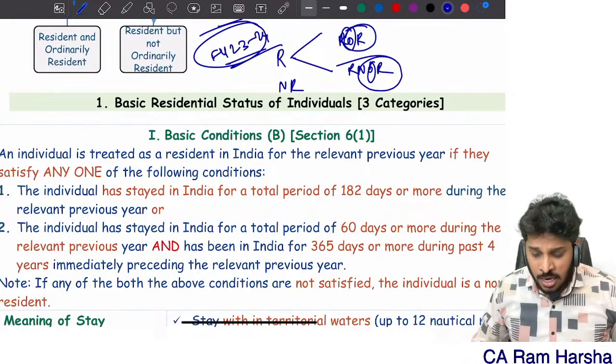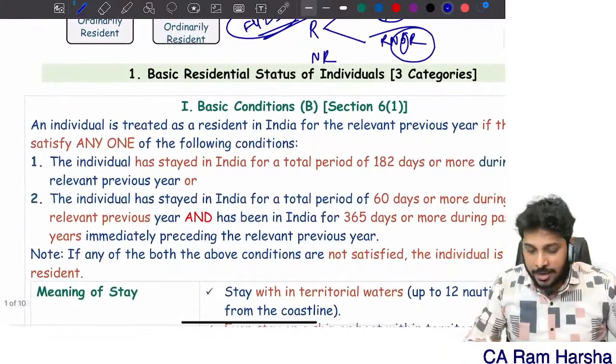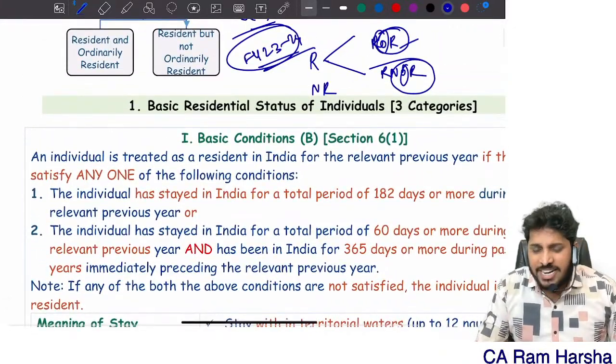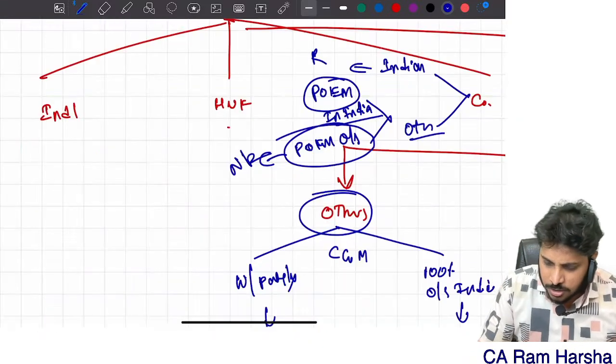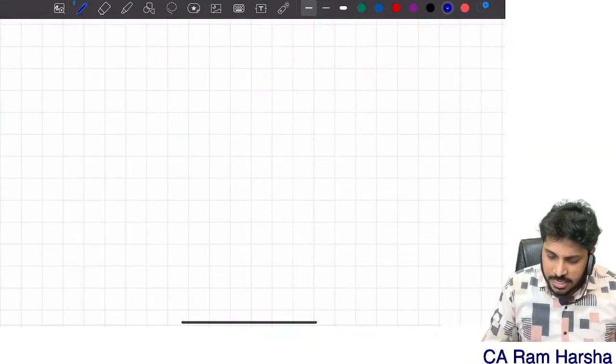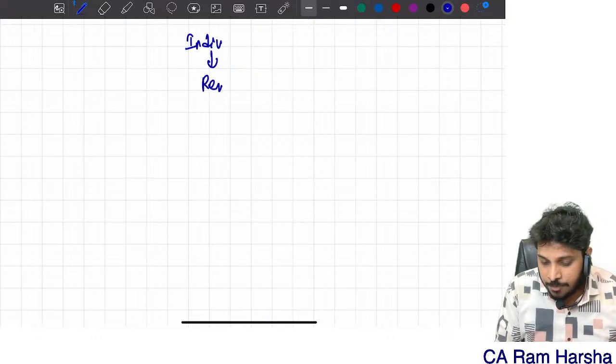Now look at this. ROR, RNOR, you understood, right? No, the logic behind. Now, first of all, ordinary and not ordinary, leave it aside. Is the individual resident? Look at this. An individual is resident in 3 circumstances. The individual will become a resident.